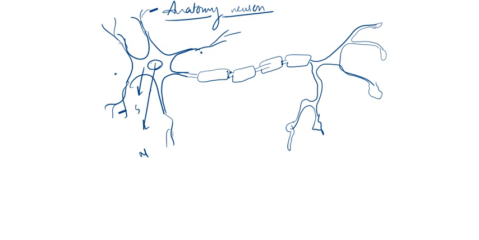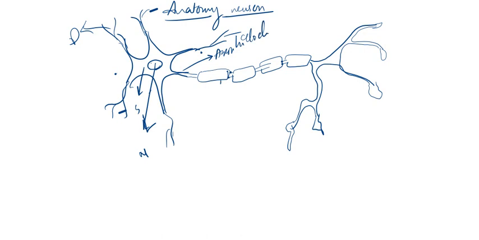Right. So this is the soma, this is the nucleus, right? These are the dendrites. You see this, these are dendrites. So this is the nucleus. Then coming to here, this is called the axon hillock. It's very important. It's called the axon hillock, right?